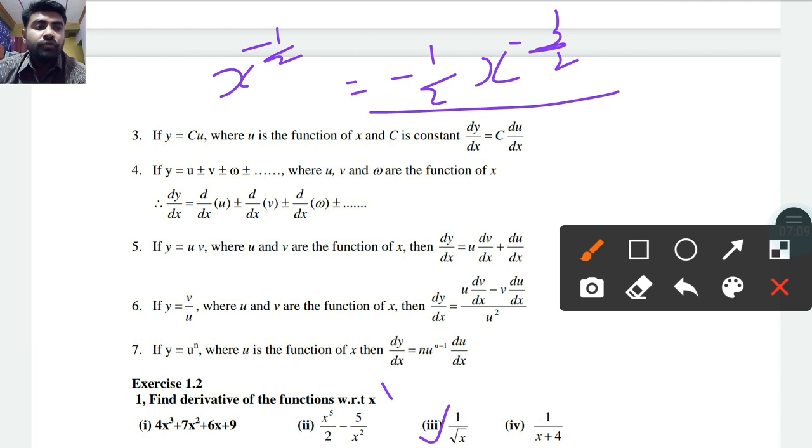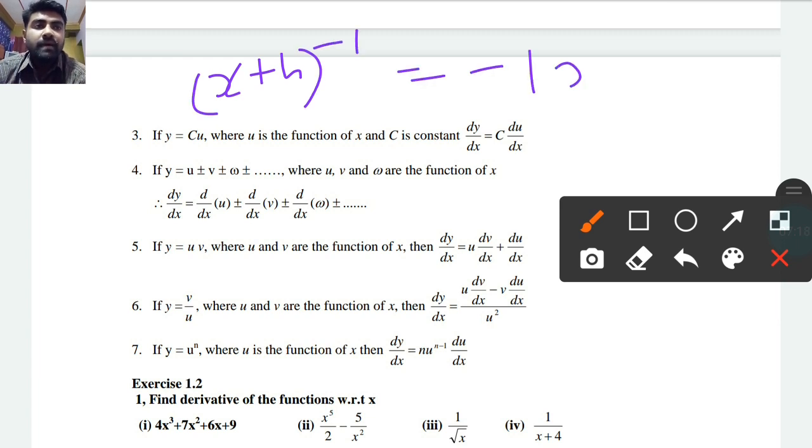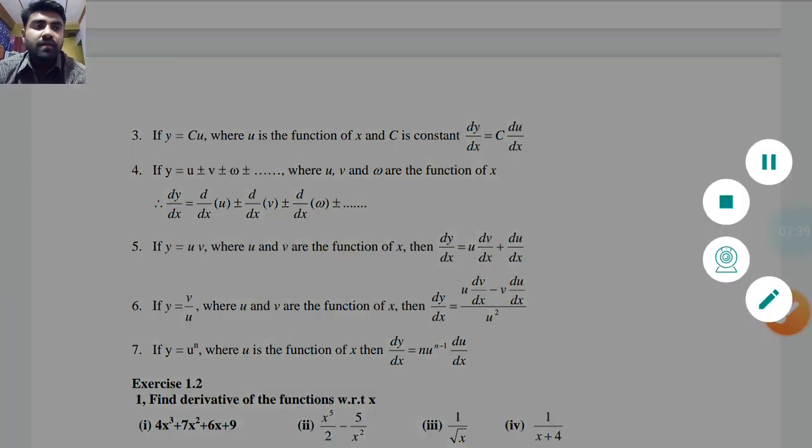And now the fourth one, that is x plus 4, I can write raised to minus 1. Power ahead, power minus 1, so that is minus 2. And now we have to go inside, so dx by dx, multiply, dx by dx is 1. So the solution of this is minus 1 upon x plus 4 raised to 2. So that is the solution of the fourth equation, right?